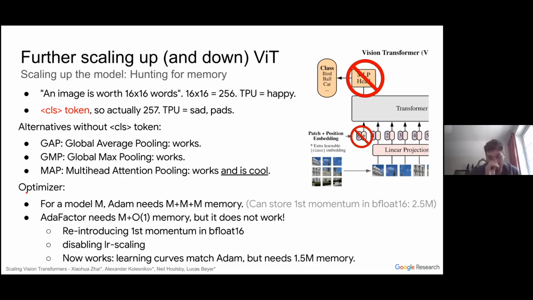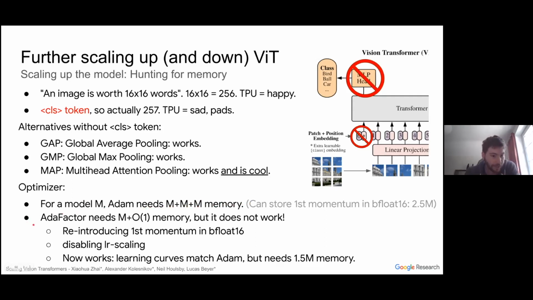Another thing is for scaling up. For scaling up, memory is the most important thing, or the most precious resource. So we try to save it where we can. And the vision transformers, we train it with Adam. And Adam optimizer actually needs 3 times the model size total memory: for the model parameters and twice for 2 different statistics for each parameter. That's way too much, basically.